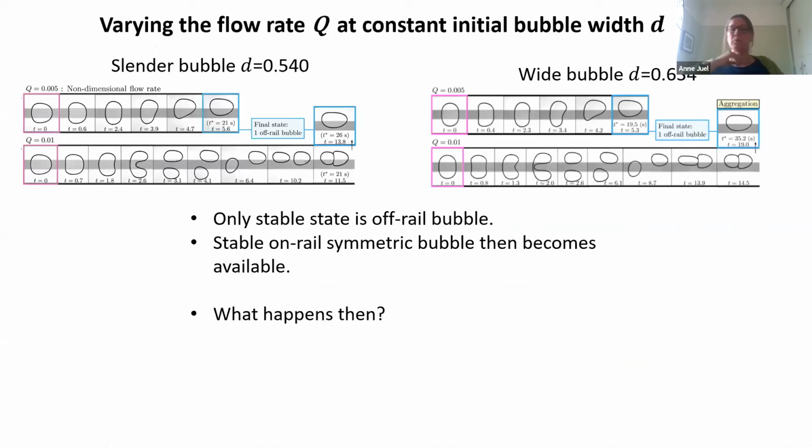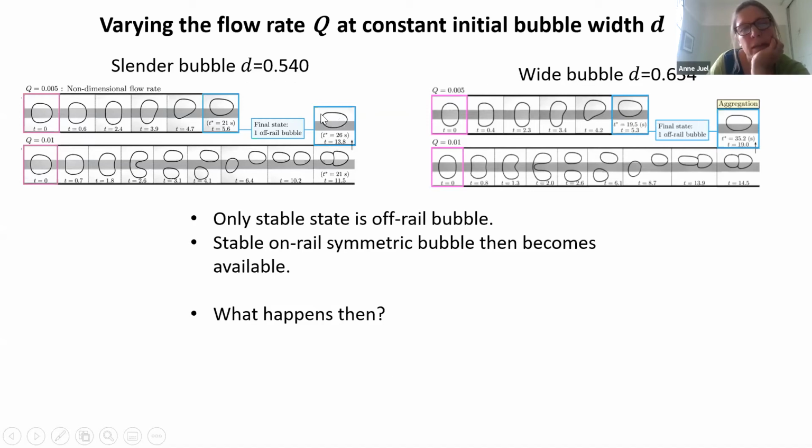So what we did until now was to vary the initial width of the bubble at constant flow rate. But now we can look at varying the flow rate at constant initial bubble width. And so we take 2 bubble widths, the slender bubble, which is the one on the left, and the wide bubble, which is that on the right. And you can see that at very low flow rates, you essentially can't really distinguish between these evolutions. They evolve exactly the same, whether the bubble is slender or wide.